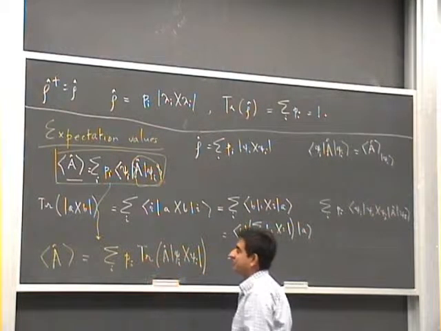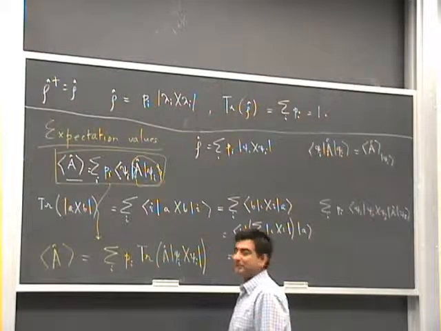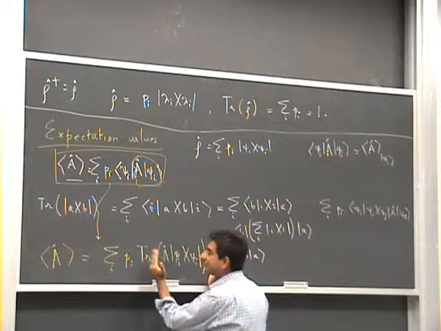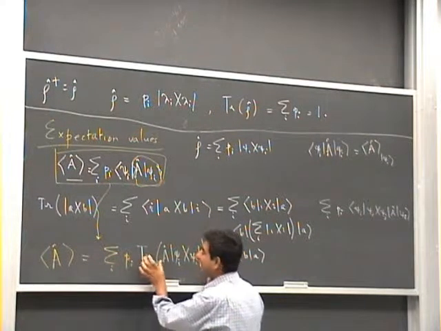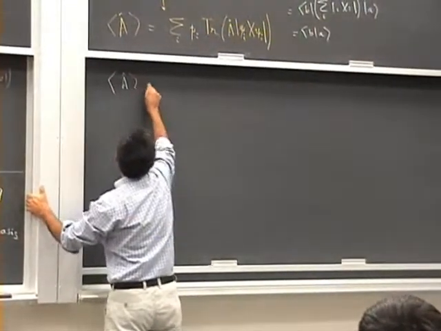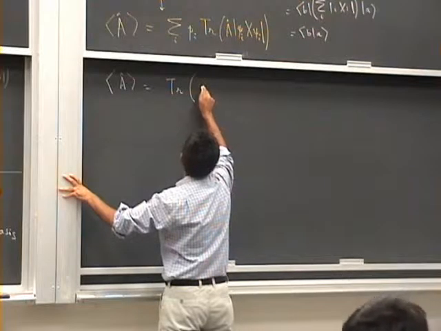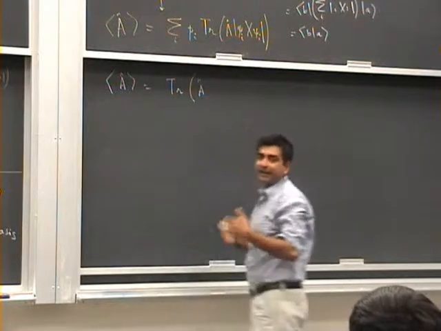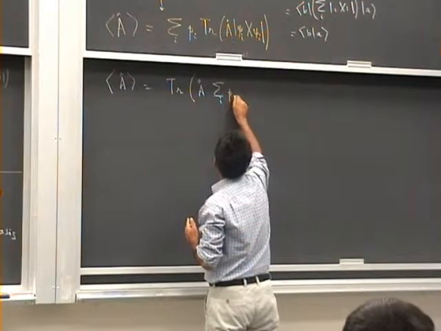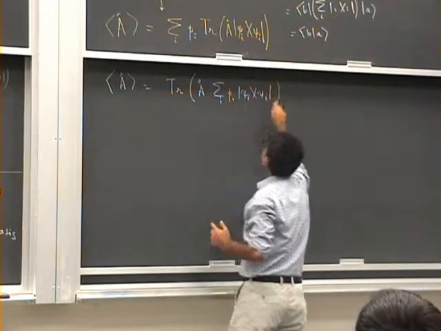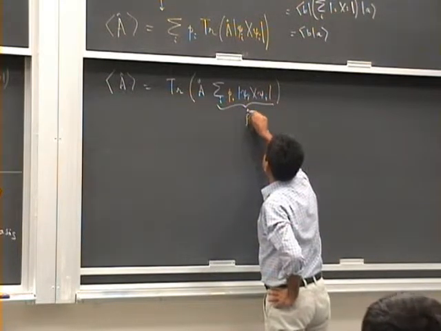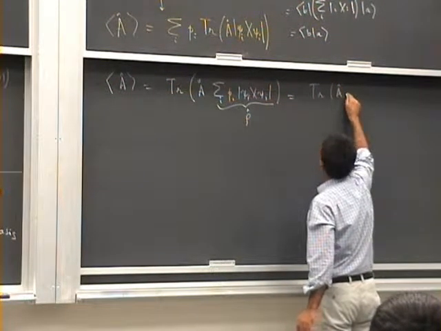Now the trace is a linear operation. I can take this trace outside, because this is just one element and this is a sum over all elements. It's a matrix operation, a linear operation, so I can take it outside. So what I get as a result is that the expectation value of A is the trace of A. Now this is just a scalar, so I can write this as the trace of A, and the summation sign goes here, p_i |ψ_i⟩⟨ψ_i|. But this is simply the density operator, rho. So the trace of A rho.